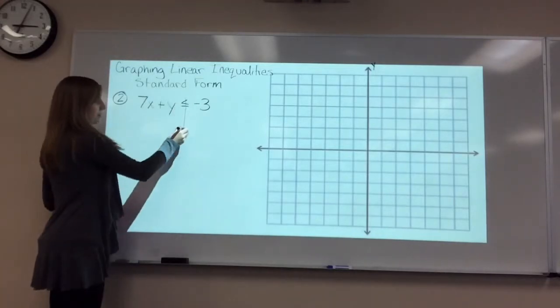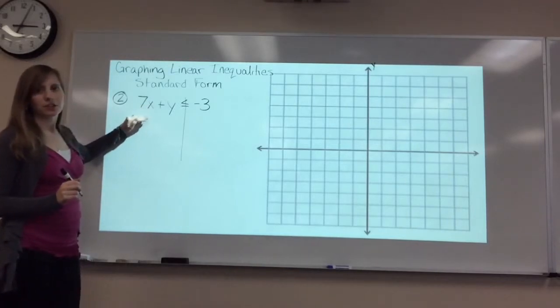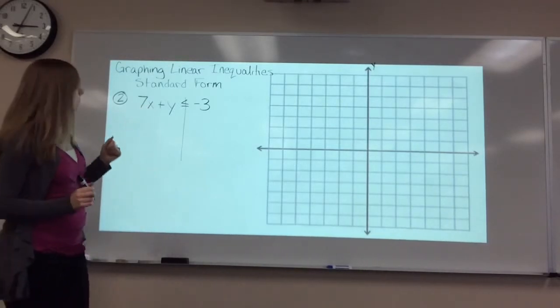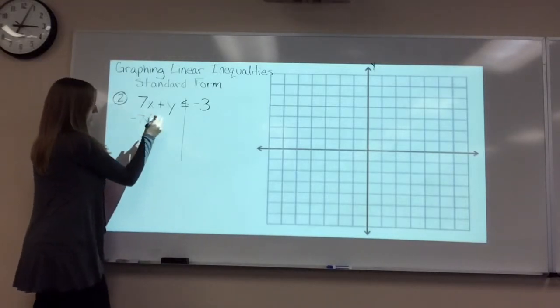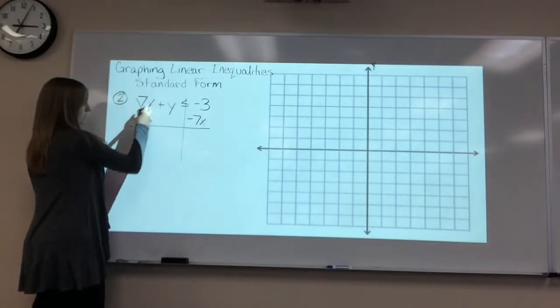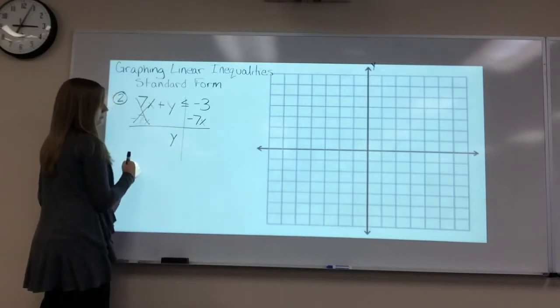So I'm going to draw my line through the inequality. Always cancel out the x term first. This is a positive 7x, so to cancel it, we will subtract 7x from both sides. Minus 7x here, minus 7x here. They cancel. This is a positive y, so I can just write y.